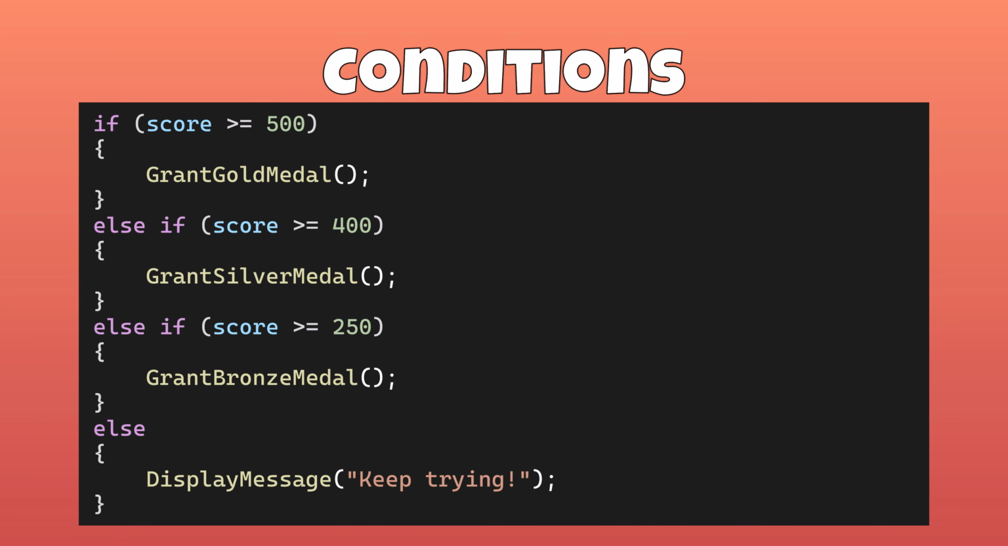If else can be chained together to test multiple conditions. For example, we could award a medal depending on the player's score. If the first expression evaluates to false, we evaluate the next expression. And if it evaluates to false again, we continue. As soon as we come across a condition that evaluates to true, we execute the corresponding instructions and stop evaluating the following conditions.